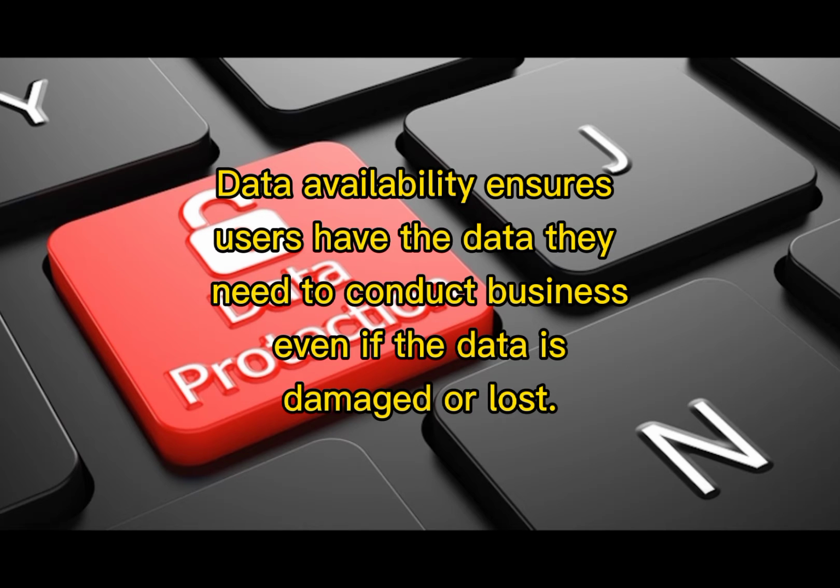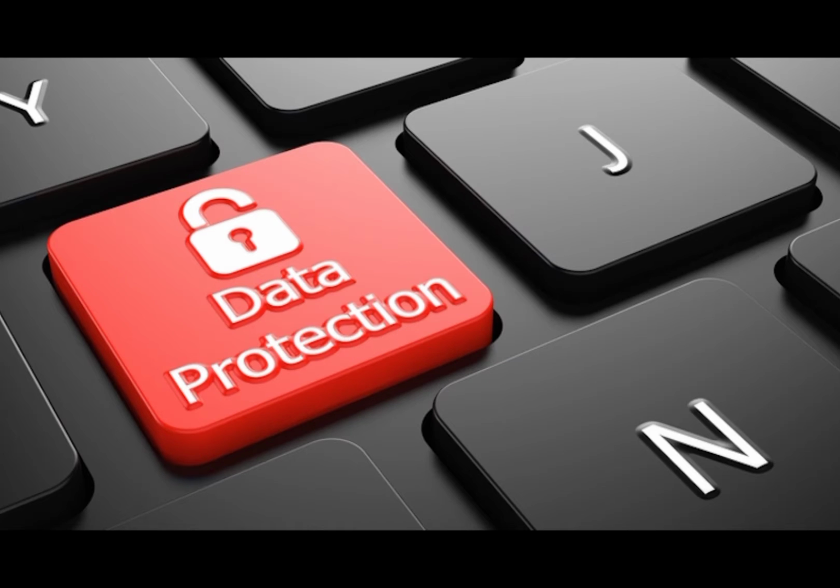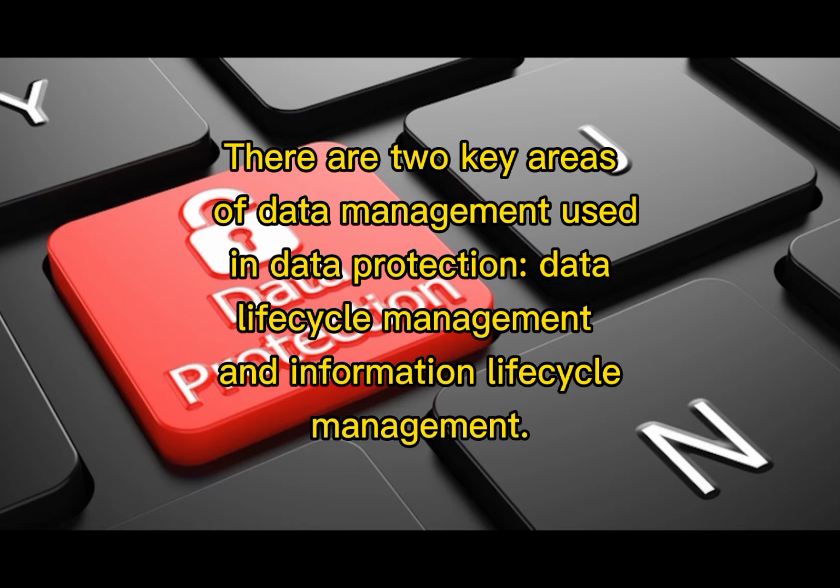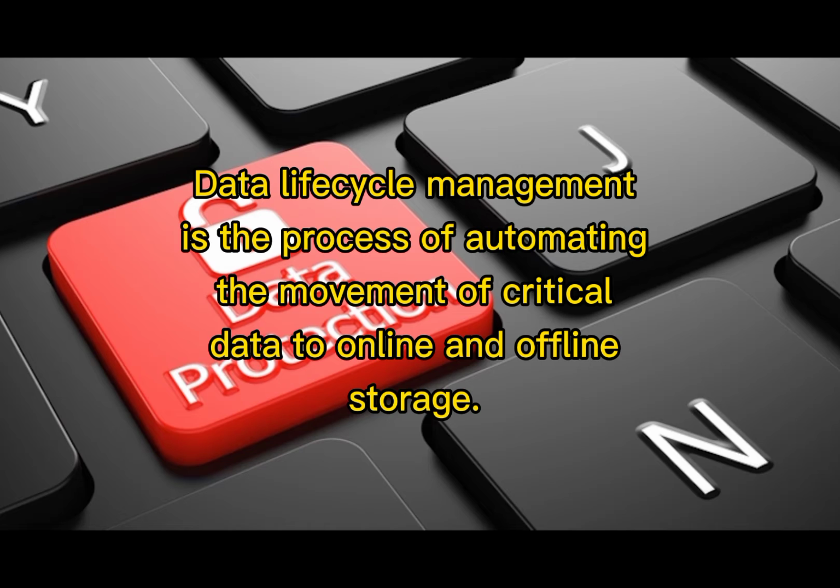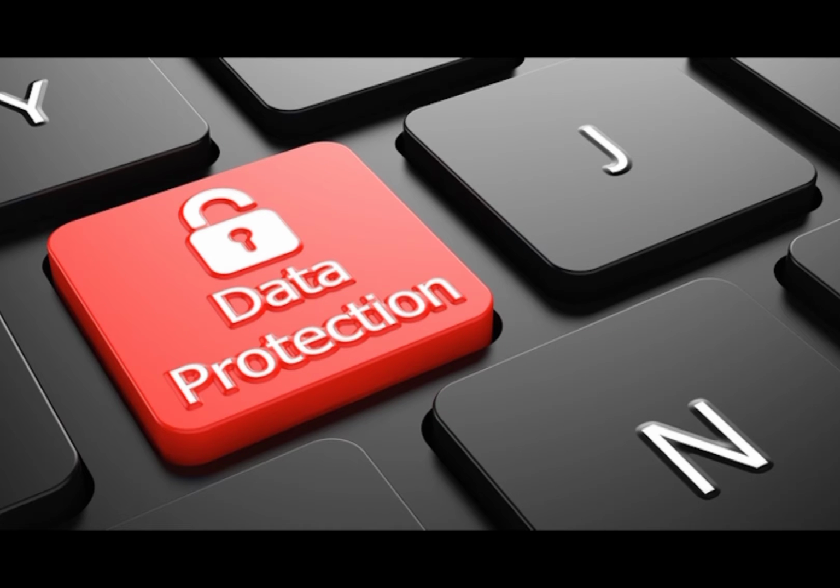Data availability ensures users have the data they need to conduct business even if the data is damaged or lost. There are two key areas of data management: data lifecycle management and information lifecycle management. Data lifecycle management is a process of automating the movement of critical data to online and offline storage.